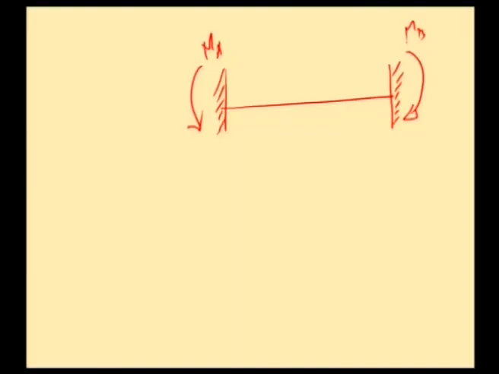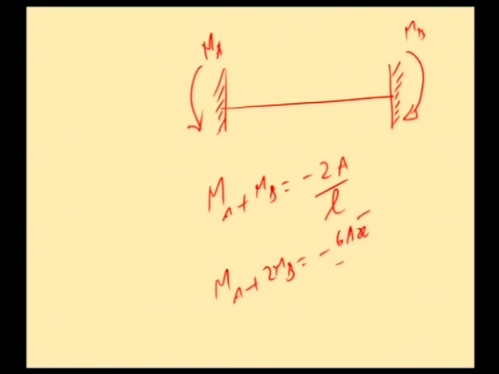To obtain this, we will again be using the compatibility condition, and the equations which we will be using for fixed beam analysis will be M A plus M B equal to minus 2 A by L. This again is derived from the moment area concept which we have studied in the earlier sections, and M A plus 2 M B equal to minus 6 A x bar by L squared. So, with these two additional equations, because we have additional unknown reactions M A and M B to be found.